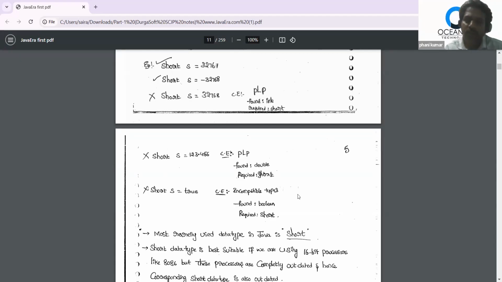And next one, the third one, short s is equal to true. Here, I am assigning Boolean type to short type. Again, I am getting the same error, that is called incompatible types. Clear? So clearly observe what values we are assigning.